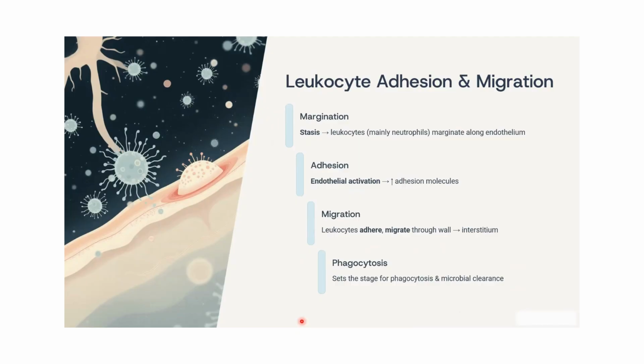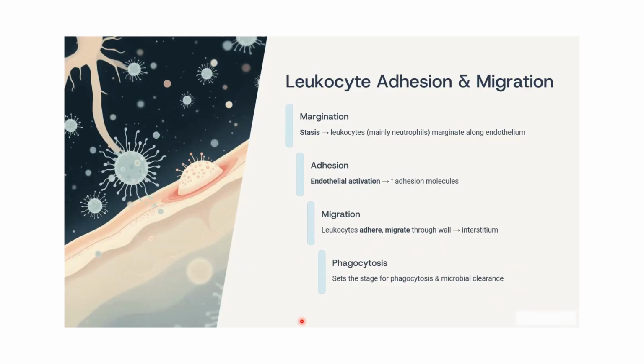So margination, rolling, adhesion, migration, a whole sequence. A very precise sequence. And this whole process is what delivers the leukocytes to the battlefield. It sets the stage for the next crucial steps. Phagocytosis, engulfing the microbes or debris and killing the invaders. That's the ultimate goal here.